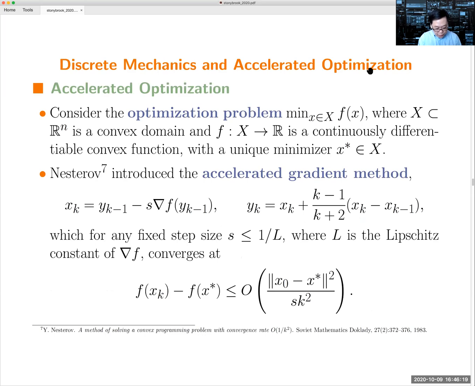And of course, you can think of machine learning, or at least a class of machine learning algorithms, as an optimization problem. And conversely, you can think of an optimization problem as a learning type problem, right? So if you have an optimization problem where you want to minimize some function over some convex domain, then you probably know that Nesterov introduced what he called the accelerated gradient method, which is given in the following way. And if you have sufficiently small step sizes, then you can show that the sequence of iterates converges to the global minimizer at a rate which looks like big O of 1 over k squared, where k is the iteration number.